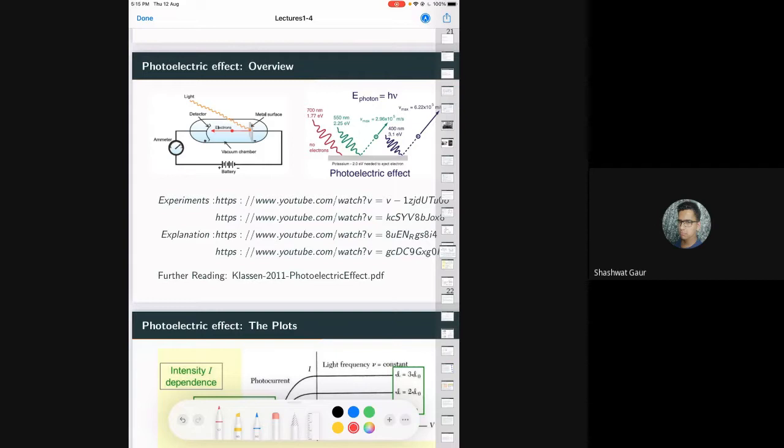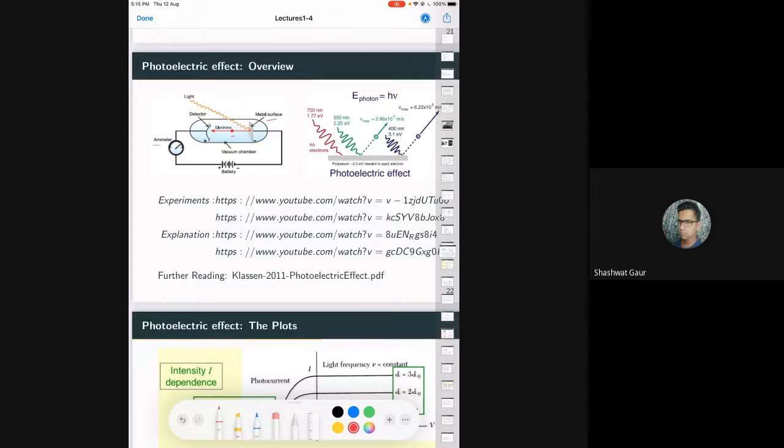So today we'll do something that's simple and you have done before. This is the photoelectric effect. So what is basically the phenomena? The phenomena is that you have a metal. So there is a metal surface and light is incident on this metal surface. And this results in emission of electrons. These electrons can be collected by a detector.